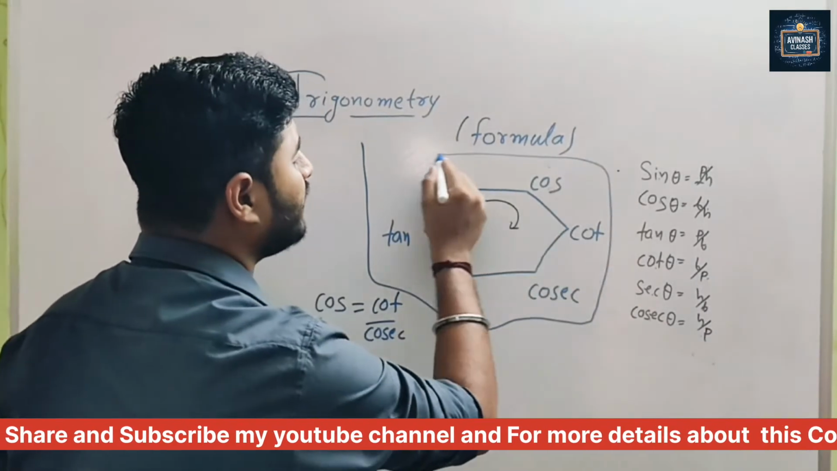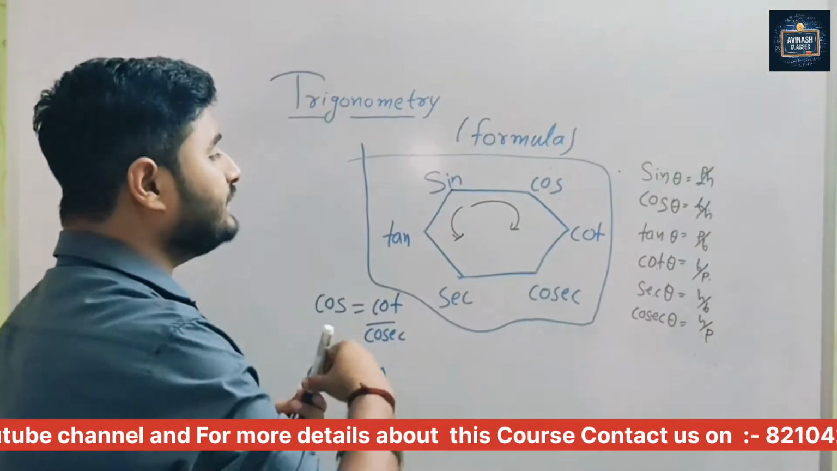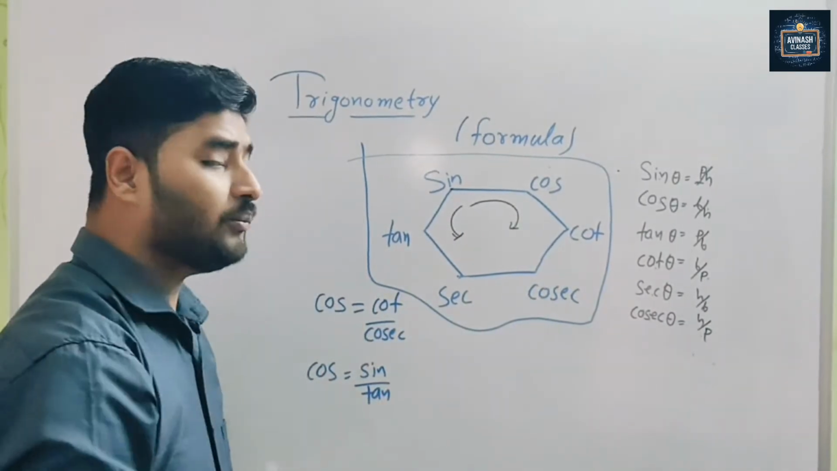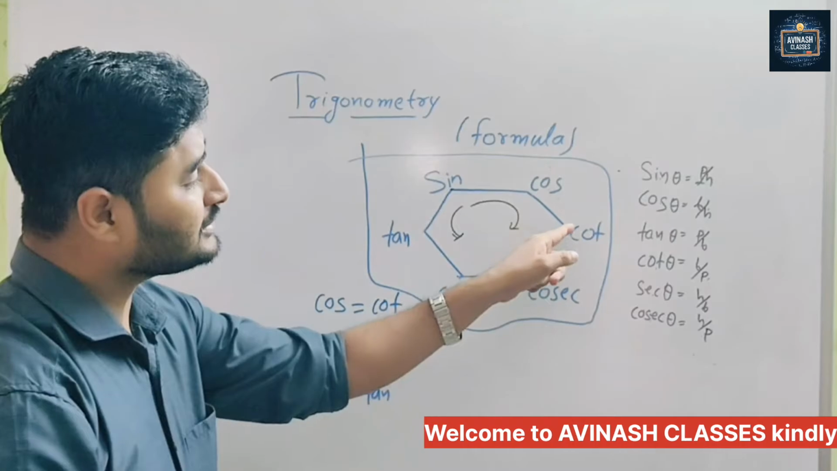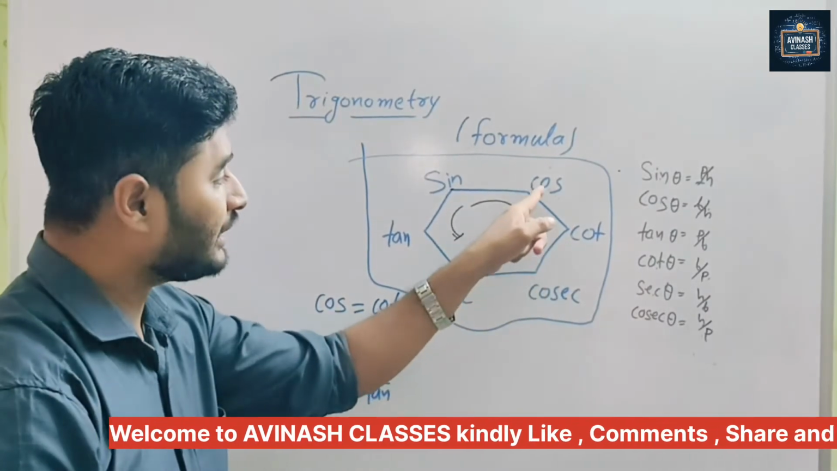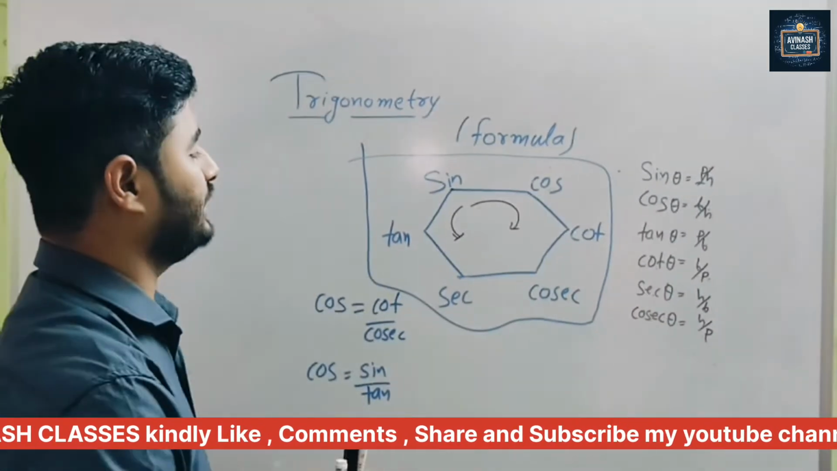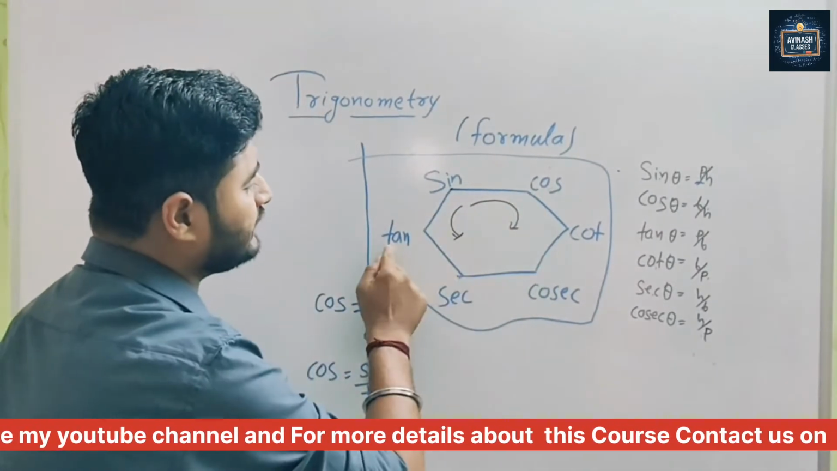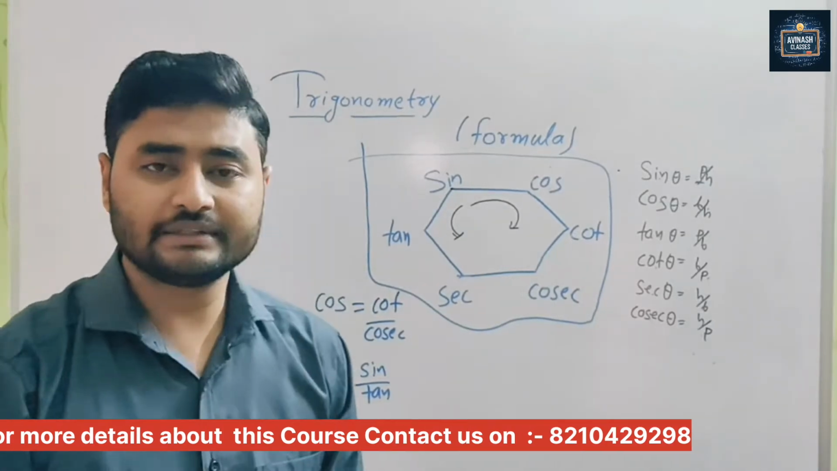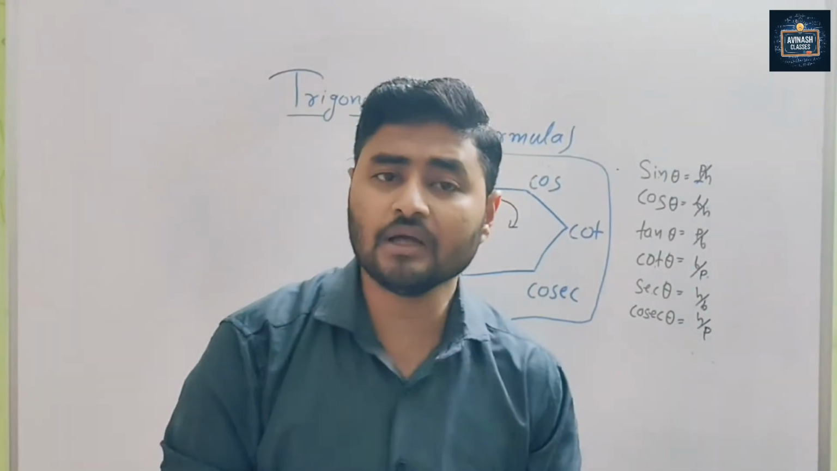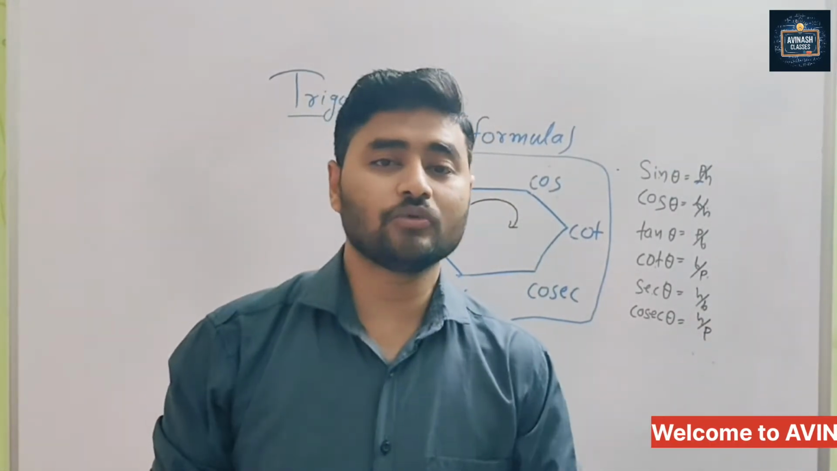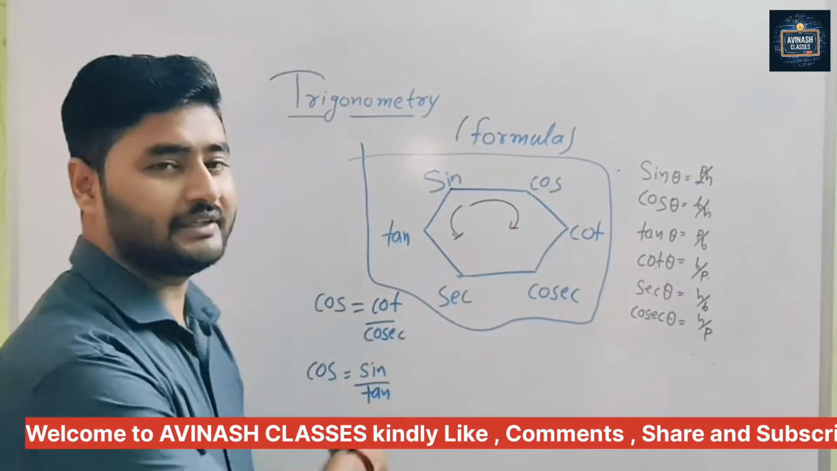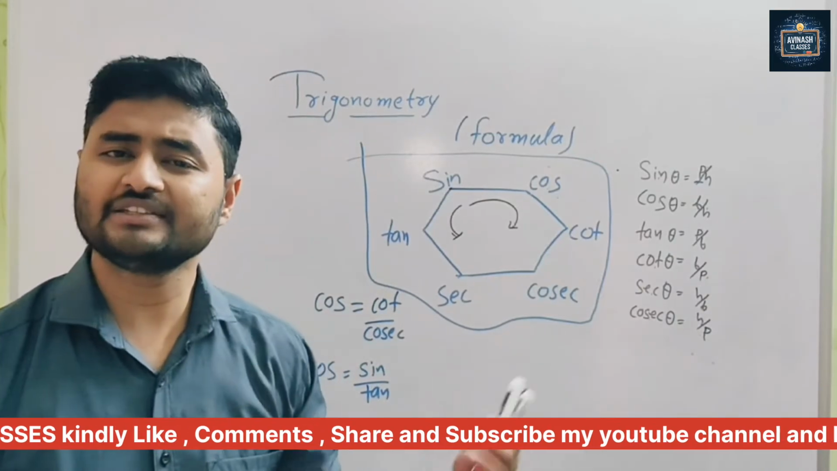First we have to draw a regular hexagon, and then write sin, cos, tan, cot, sec, cosec. One thing to remember: all the Cs come on one side, and all the STS come on this side, so there is no need to confuse. Sin, cos, tan, cot, sec, cosec. In exam time or while solving a problem, if you confuse the formula, just make a regular hexagon on the side and check whether you are getting it right or wrong. This is a very easy method.